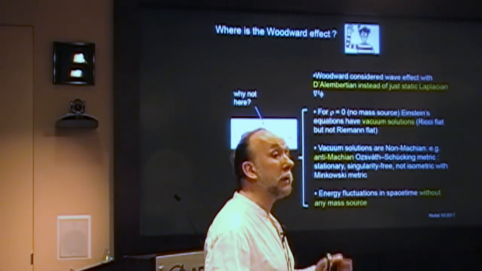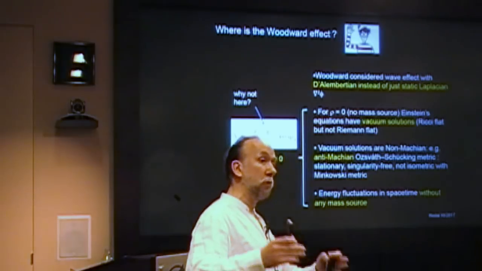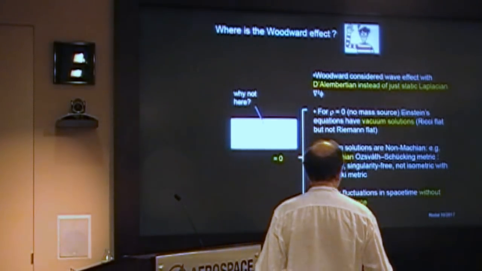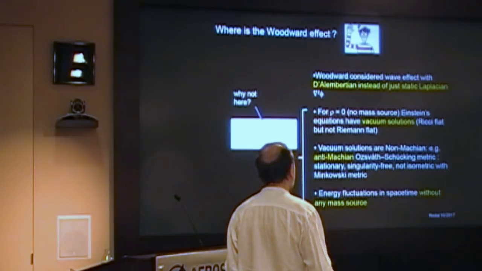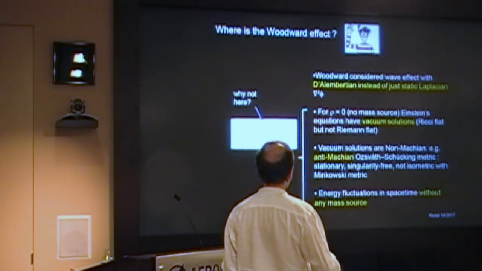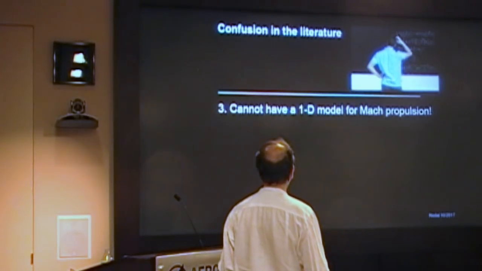General relativity can have solutions that are Machian, and it can have solutions that are very anti-Machian. And when we talk about gravitational waves, these are like disturbances, actually, if you take into account the time source here, that are taking place without any source.